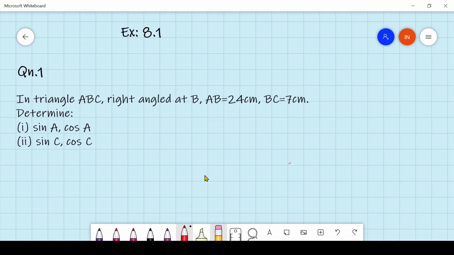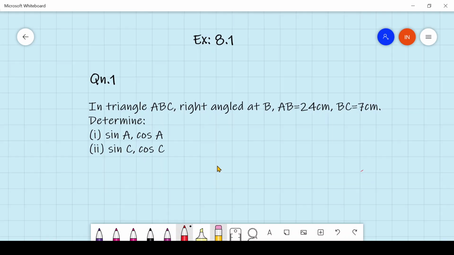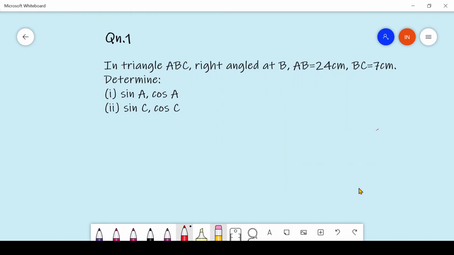So the first question we are going to do in this session is this one from exercise 8.1. Let us see the question first. In triangle ABC, right angled at B, AB is equal to 24 centimeters, BC is equal to 7 centimeters. We have to find out, the first question is sine A and cos A. Second part, sine C and cos C.